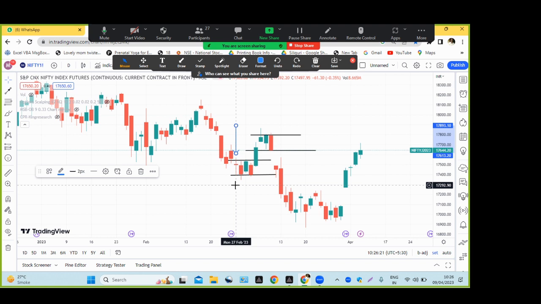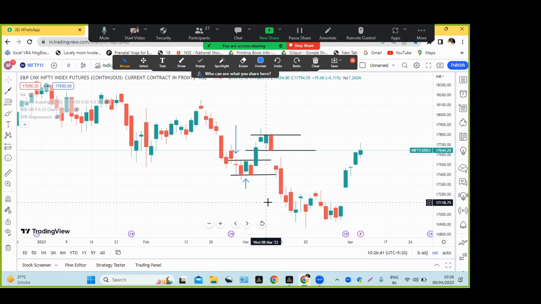Am I correct or wrong? Correct. This is a buyer, he has the stop loss somewhere below this. Correct or wrong? Again, this is a seller guy. He has the stop loss somewhere here.